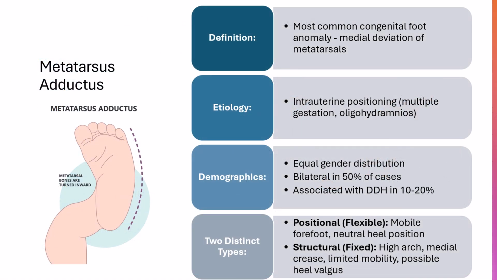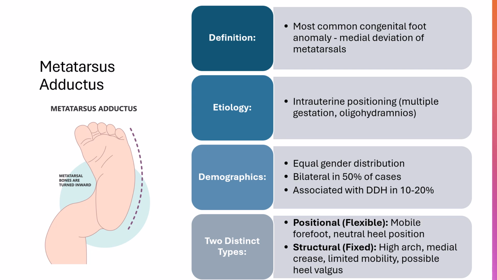Metatarsus adductus is the most common congenital foot deformity, involving medial deviation of the metatarsal bones. It results from intrauterine positioning, especially in conditions like multiple gestations or oligohydramnios that restrict fetal movement. The condition affects both genders equally and is bilateral in half of cases. Importantly, it's associated with hip dysplasia in 10 to 20% of patients, making hip screening essential.